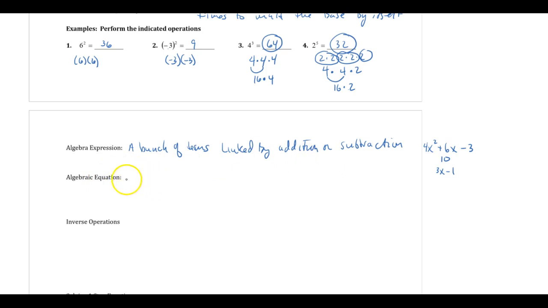Now, an equation is basically when two expressions are set equal to each other. Alright? For instance, if I take an algebraic expression 3x minus 1, set it equal to 4, that would be an example of an equation. Okay? Now, if I give you something like 4x squared plus 6x minus 1 equals 2x minus 5, this is an equation. Alright?